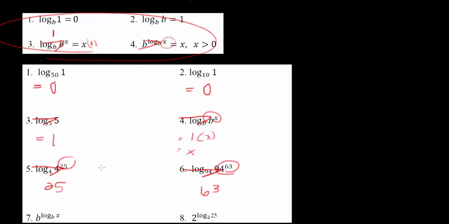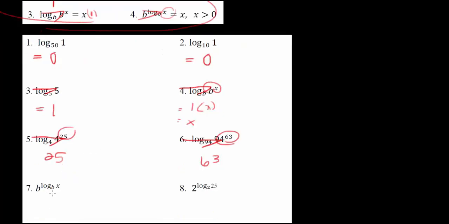Now we have b raised to the power of log of x base b. And when you have an exponential and its base is the same as the base of the log that it is raised to, it cancels and you're just left with x. And same thing here, you have an exponential of 2 raised to the power of logarithm 25 base 2, and the 2 in the base of the exponential and the 2 in the logarithm cancel to just give you 25.